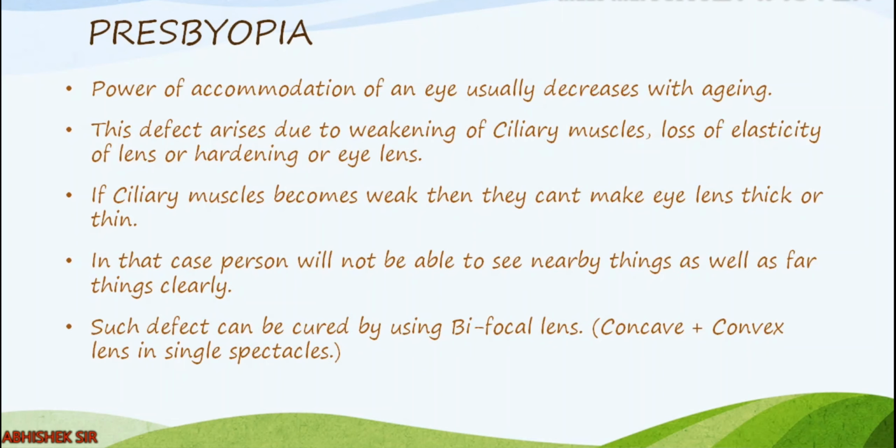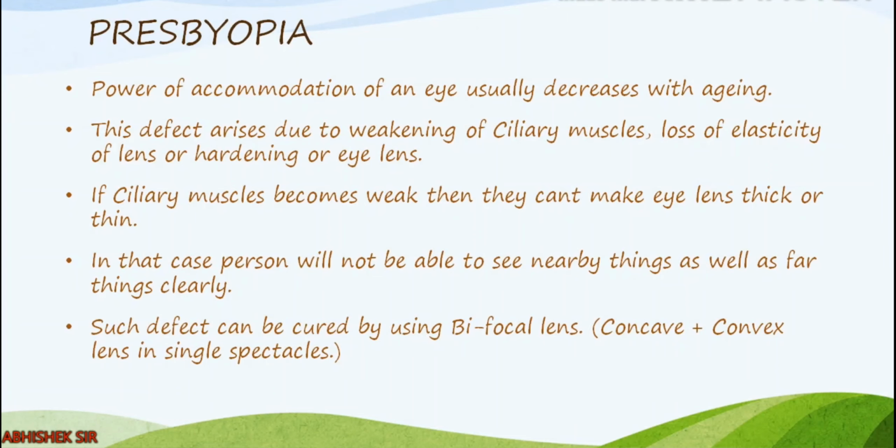So presbyopia is the defect which arises because of weakening of ciliary muscles or loss of elasticity of lens, or the eye lens can become hard, right? Now if ciliary muscles become weak, then they cannot make the eye lens thick or thin. Now you know that when the eye lens becomes thick, we are able to see nearby objects clearly, and when it becomes thin, we are able to see far objects clearly.